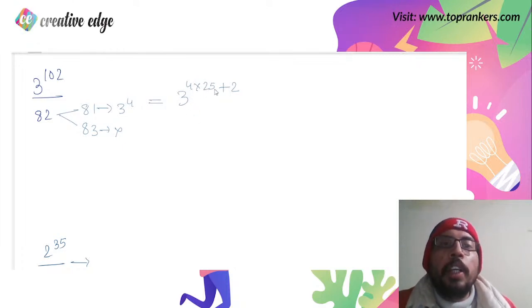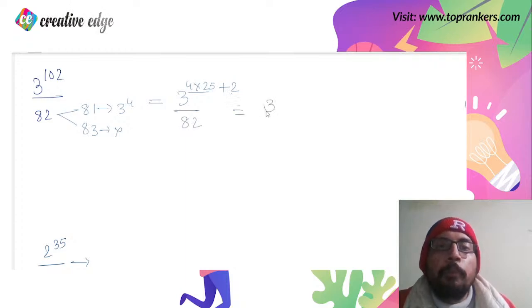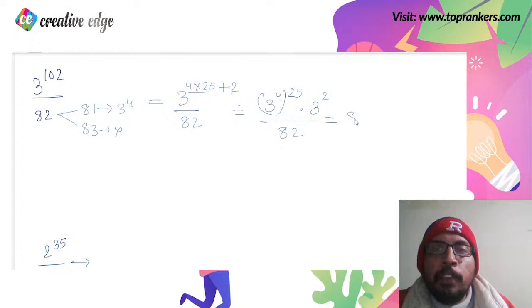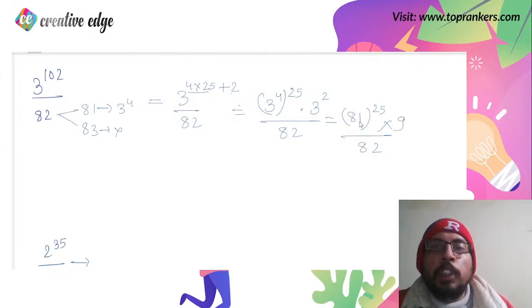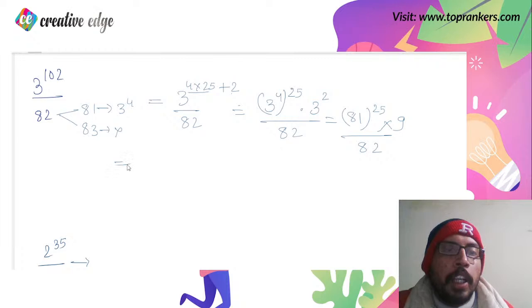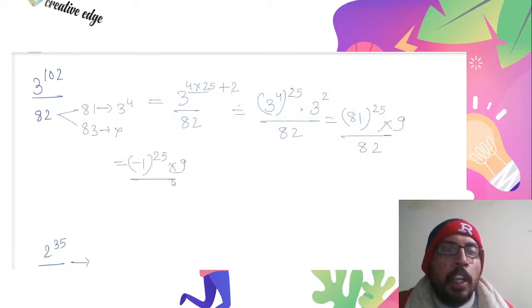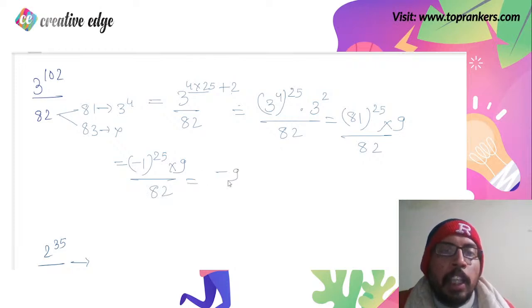So 4 into 25 plus 2. So again this is 3 to the power m plus n. So you can write it as 3 to the power m into 3 to the power n upon 82. So this is 3 to the power 4 is 81, whole power 25, into 3 to the power 2 is 9, upon 82. So there you can see that the difference between 81 and 82 is 1. This 81 is 1 lesser, so I will be writing minus 1 to the power 25 into 9 upon 82. So you will be getting minus 9 upon 82.